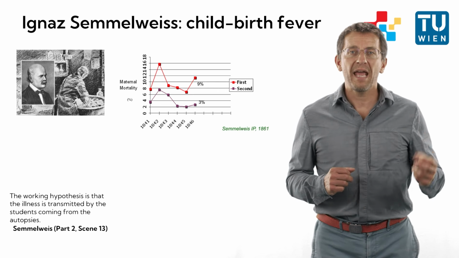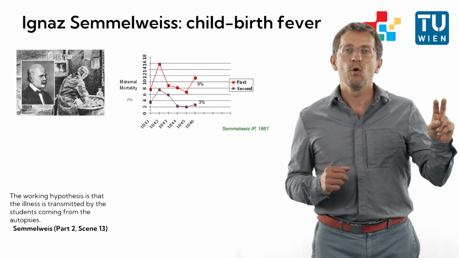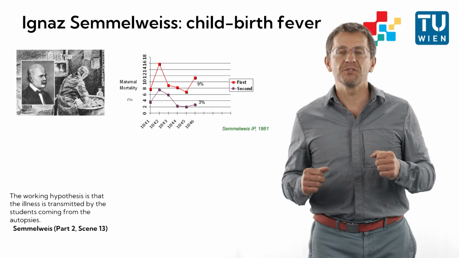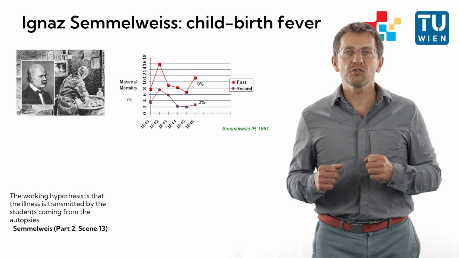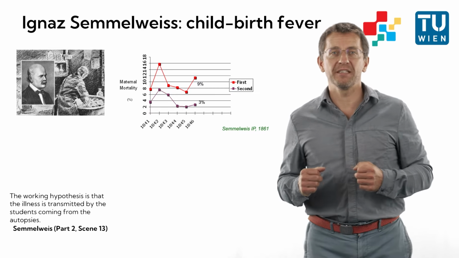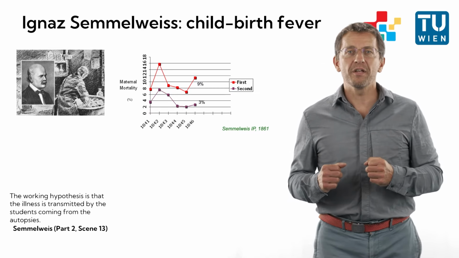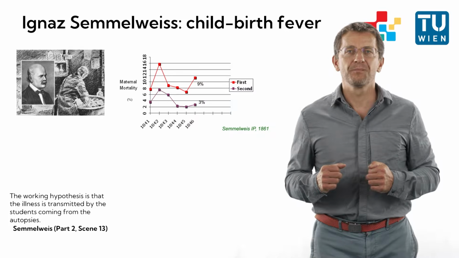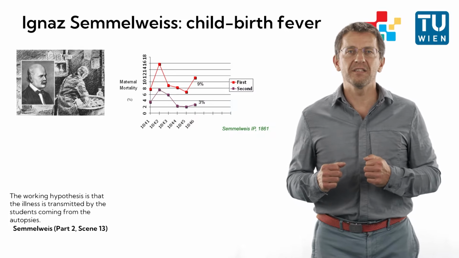His hospital had 2 maternity wards, one run by midwives, the other run by doctors and medical students. Women assigned to the doctors' ward were dying at much higher rates. Semmelweis noted that patients were allocated to each ward on alternating days. So this couldn't just be coincidence.